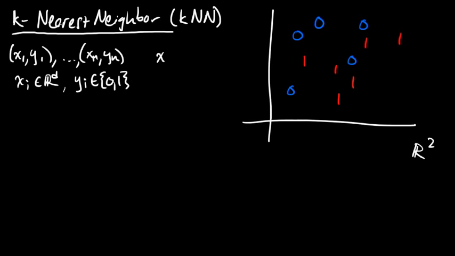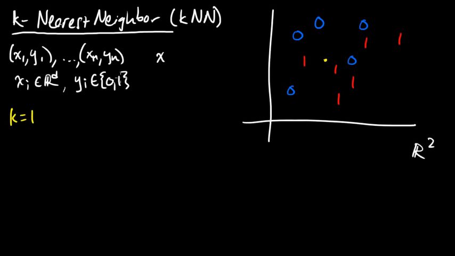Now each of these is a point in R2. So each of these points is an x, and the label is the corresponding y for that point. Now we're given a new point, let's say maybe this point here. This is our new x, and we have to classify it. Well, let's take first the case of k equals 1.